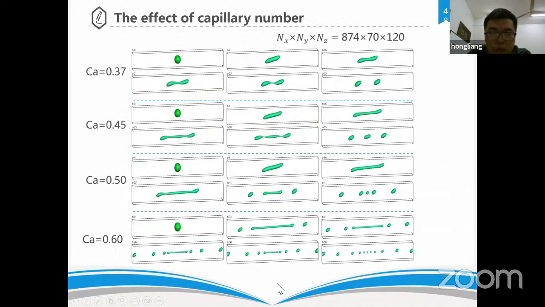Also, we simulated the case with very large capillary numbers. We can find that at a middle capillary number, the drop can break up into 2 parts, and at a higher capillary number, the drop can break into 3 parts, and at very high capillary numbers, the drop can break up into multiple sub-drops.